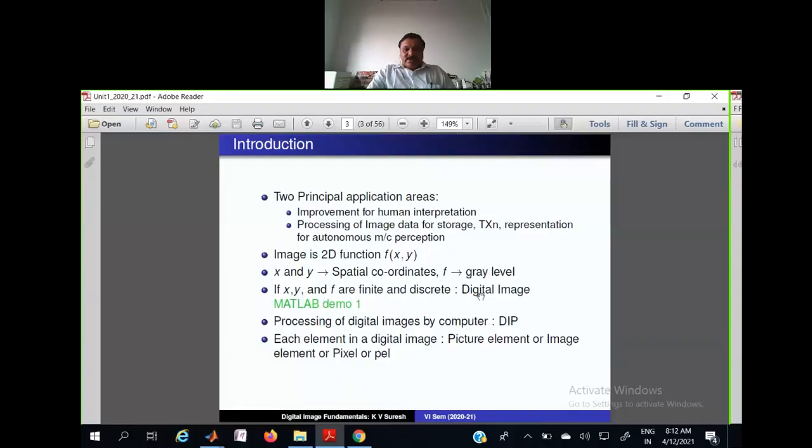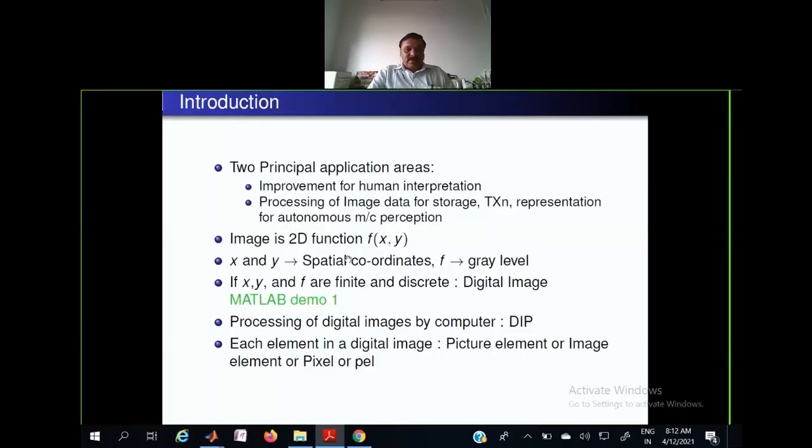So x and y are finite, and this is a digital image. If I process such an image where x, y and f are finite, then I call it digital image processing. That is the definition: processing of digital images by using a computer. And every element that you saw, whenever I move the cursor, we call that a picture element, or image element, or pixel, or pel. So this is what we mean by digital image processing.